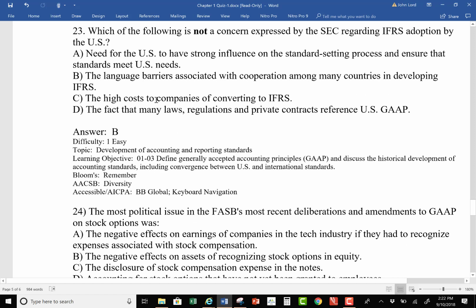C, the high cost to companies of converting to IFRS. I think in our little discussion, we brought that up, didn't we? We had said that, hey, converting to IFRS is pretty costly. D, the fact that many laws, regulations, and private contracts reference U.S. GAAP. Okay, that would be a problem as well.